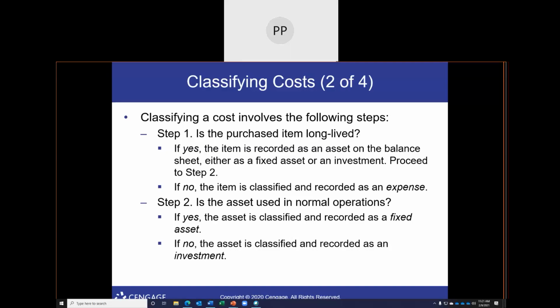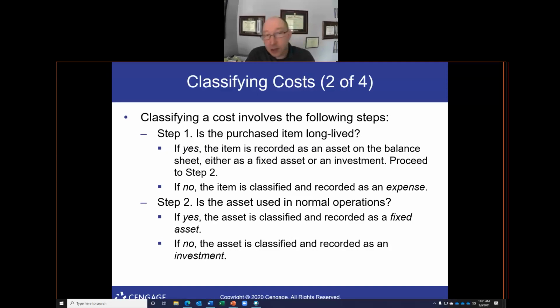Absolutely. So if the purchased item is considered to be long-lived, it's recorded on the balance sheet as a fixed asset or an investment. We talked a little bit about this before. A fixed asset, as you know, is property, plant, and equipment that we use in the day-to-day operations of the business. If we are purchasing something and we plan to not use it in day-to-day operations of the business, we consider that to be an investment.